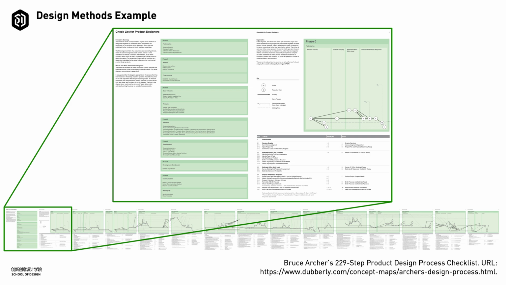This is an example that was developed by Bruce Archer, and it's called the 229-step product design process checklist. We don't really have to get into all of the details of this, but let's just note that there are a lot of details. It is basically a highly detailed prescription of the steps designers were expected to carry out. In this approach, rather than the designer making choices on behalf of users, the method author now makes choices on behalf of the designer, and the designer carries them out.